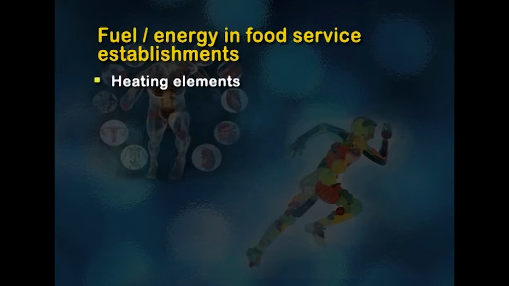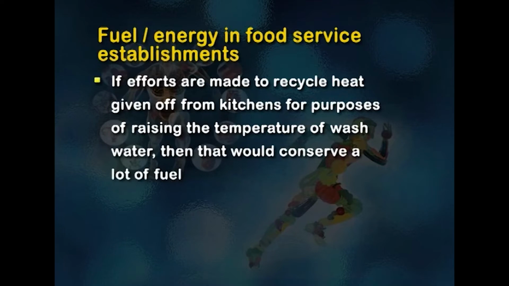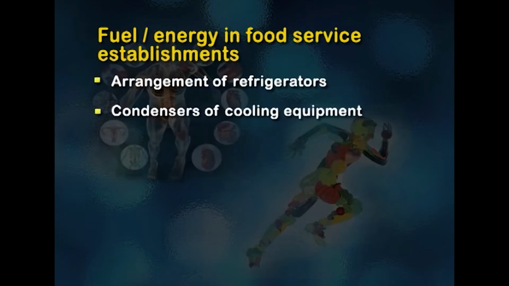Heating elements and range tops should be switched off when not required. Hot plates may be switched off a few minutes before the food is done, as it retains heat for some time after it is turned off. If efforts are made to recycle heat given off from kitchens for purposes of raising the temperature of wash water, then that would conserve a lot of fuel. Arrangement of refrigerators away from the kitchen would require less electricity to run them effectively. Condensers of cooling equipment should never face the wall because the heat released has no outlet and tends to raise the temperature of the environment unduly.